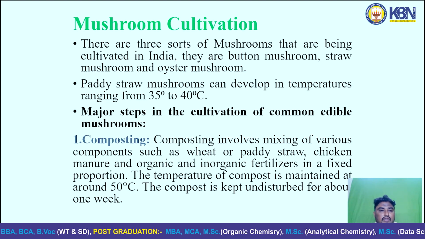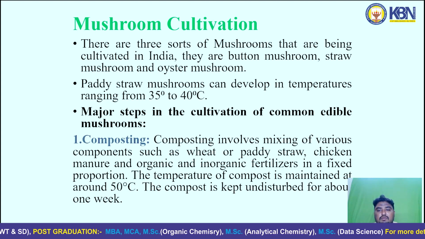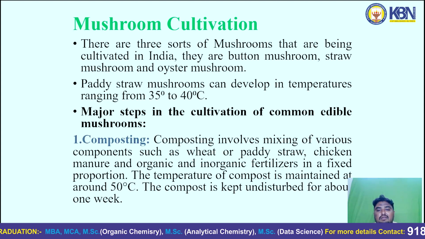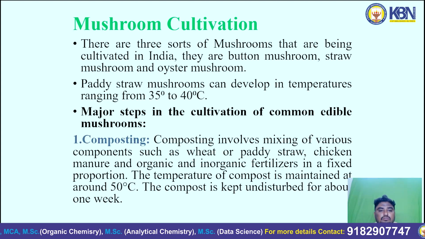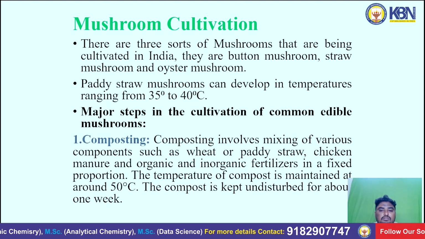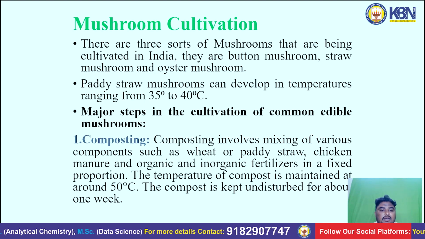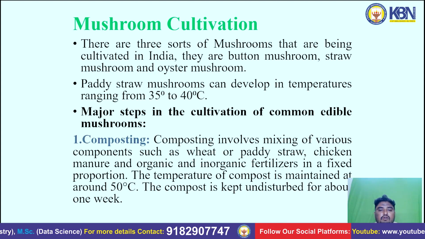Next one is mushroom cultivation. There are 3 sorts of mushrooms that are being cultivated in India. They are button mushroom, straw mushroom and oyster mushroom. Paddy straw mushrooms can be developed in temperatures ranging from 35 degrees centigrade to 40 degrees centigrade.